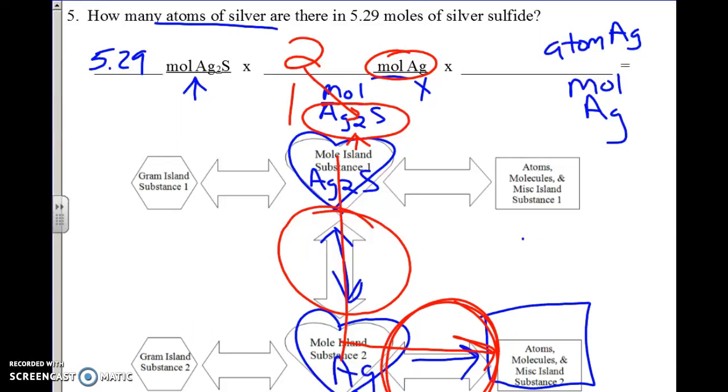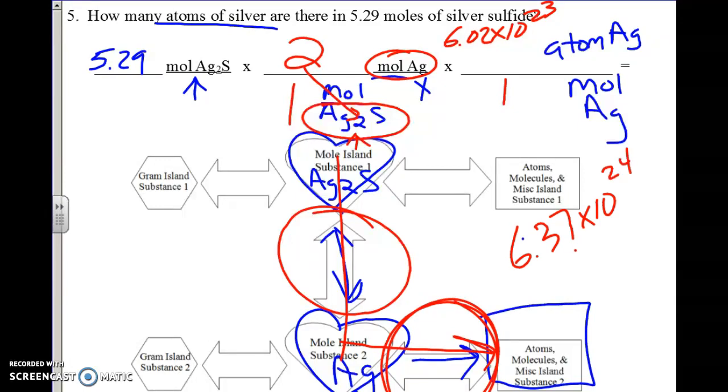6.02 times 10 to the 23rd is a huge number. We call that the mole number, and that number won't go with the mole label, because then we would have a mole of moles. So 6.02 times 10 to the 23rd atoms are in 1 mole of silver. You crunch all those numbers, and you should get, for an answer, 6.37 times 10 to the 24th atoms of silver.